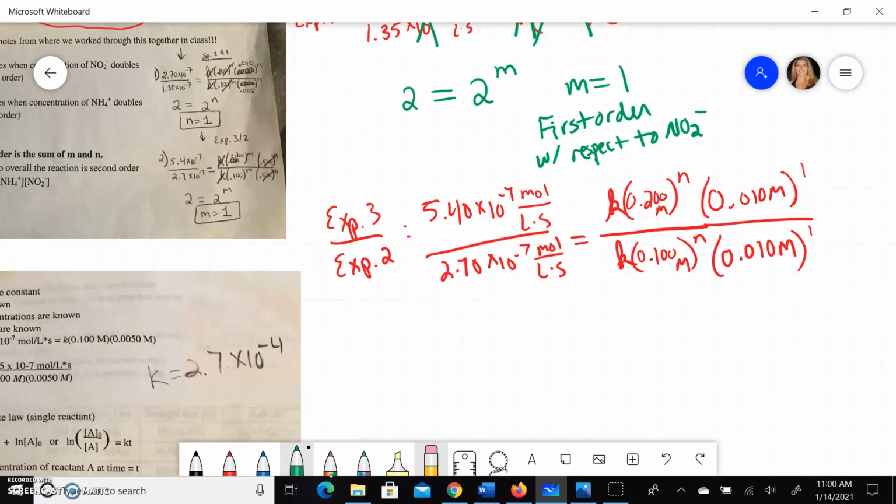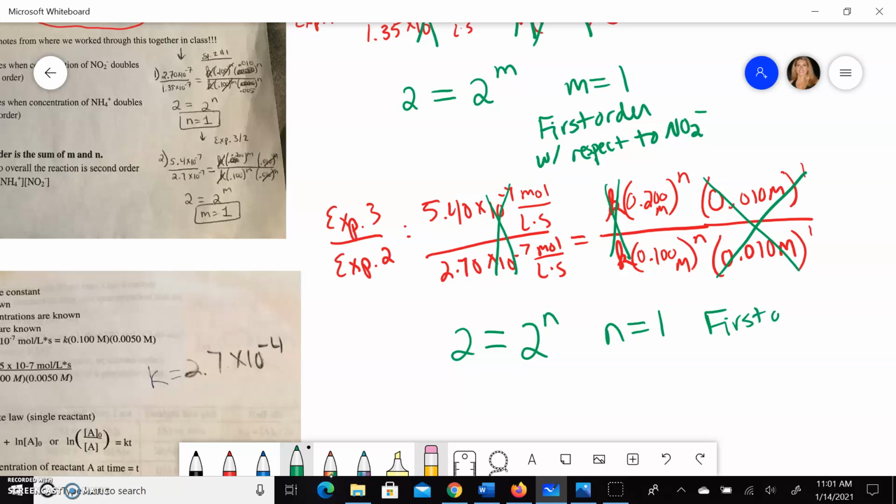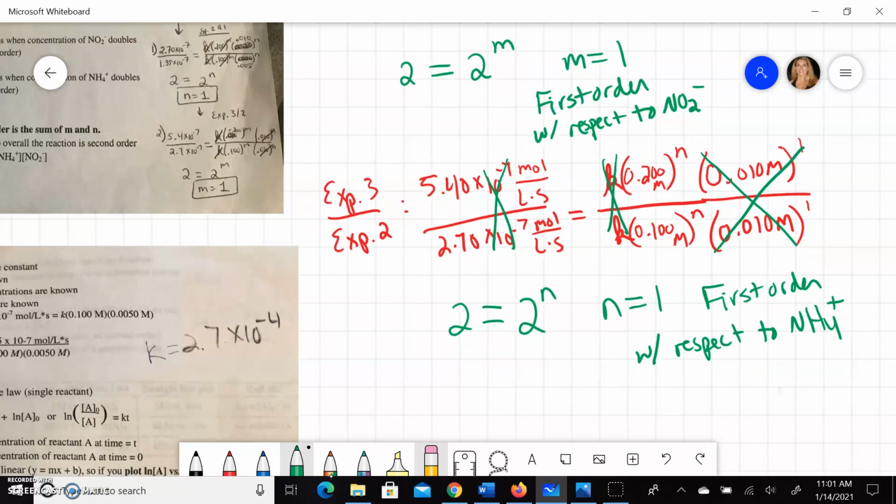Okay, so now we can cancel a bunch of things. K is going to cancel. These two are going to cancel, but they don't have to because, again, we know that exponent now, so we could plug that in. And you can go ahead and do that math. You might be able to see it in your head. 5.4 divided by 2.7, these 10s are going to cancel, is 2. And 0.2 divided by 0.1 is also 2. So now we know that n is going to equal 1, so we can also say that it is first order with respect to NH4+, because that is the exponent on NH4+.